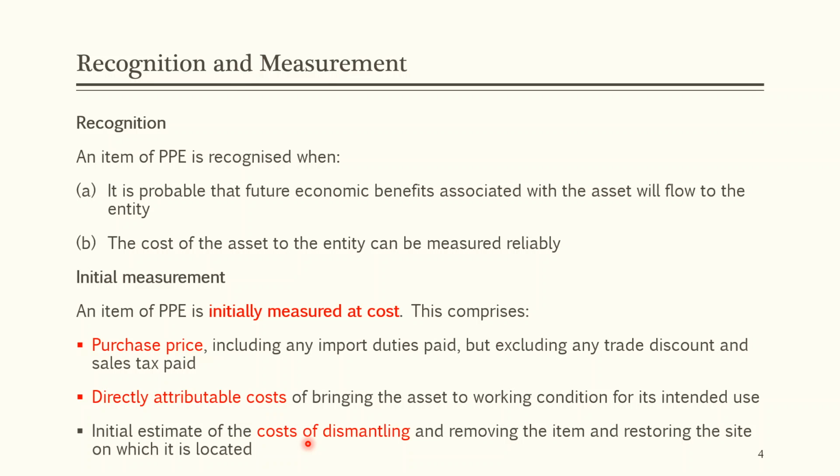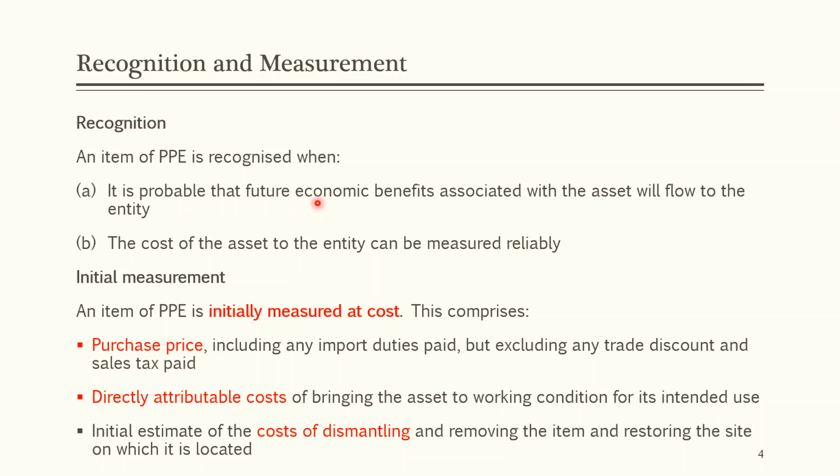Recognizing means we are identifying it in our P&L or balance sheet, on our income statement or balance sheet, the figures we identify. So when it comes to recognition, an item of PPE is recognized when two criteria are met. The first one is it is probable that future economic benefits associated with the asset will flow to the entity. And the second criterion is the cost of the asset to the entity can be measured reliably.